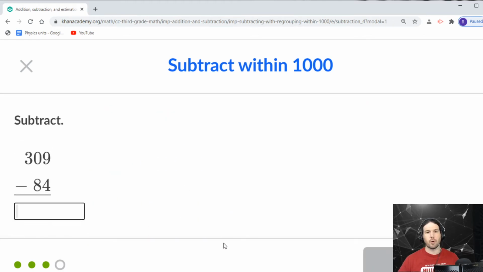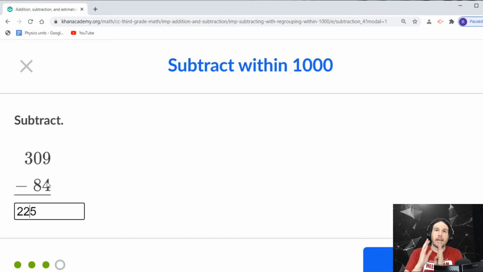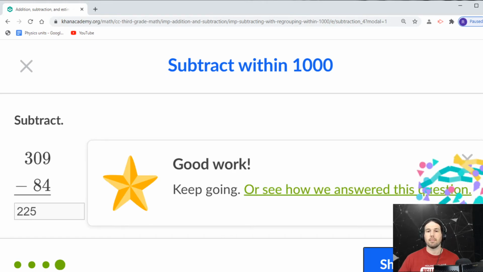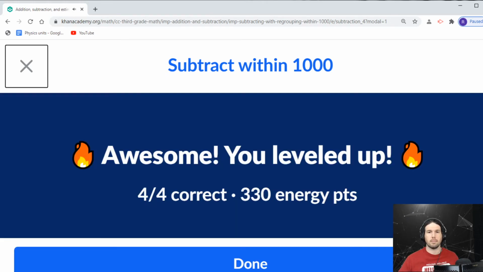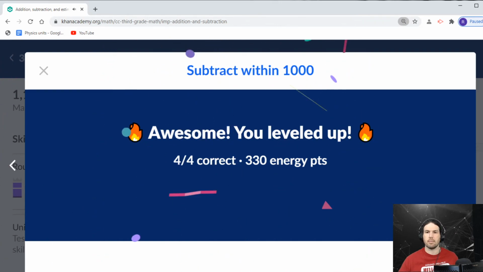309 minus 84. In this case, I would actually probably break it up like this. 9 minus 4 is 5. And 30 minus 8 is 22. I hope that made sense. Instead of doing the carrying the one thing, I just noticed that I could do 300 minus 80 equals 220 and just kind of wrap it up in one step. And that is that. Subtract within 1,000.